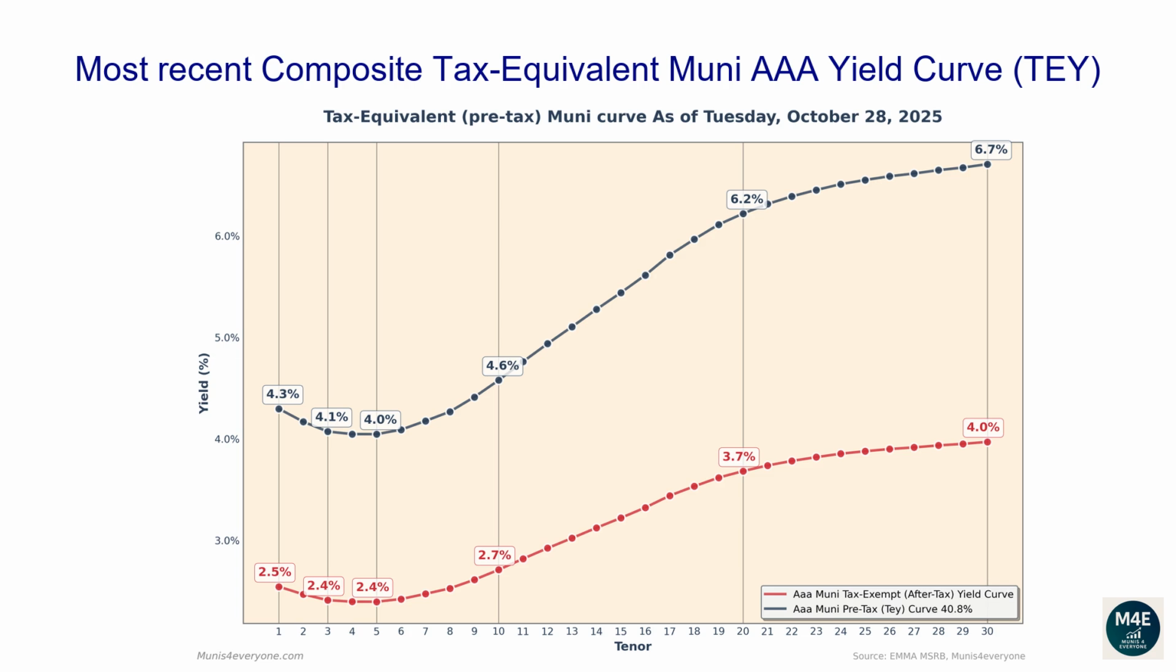The one-year tax-exempt yield is 2.54%, corresponding to a 4.29% tax-equivalent yield for investors in the top tax bracket. The two-year tax-equivalent yield is 4.17%. The 5-year tax-equivalent yield is 4.05%. The 10-year tax-equivalent yield is 4.58%. The 20-year tax-equivalent yield is 6.22%. The 30-year tax-equivalent yield is 6.71%.